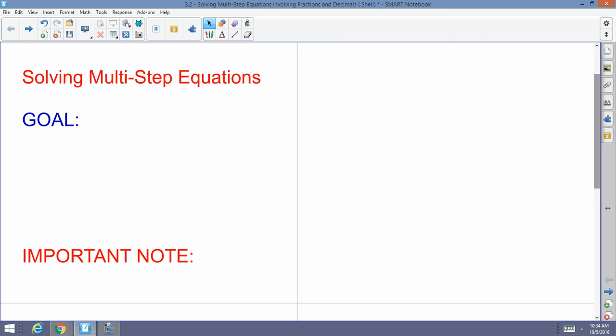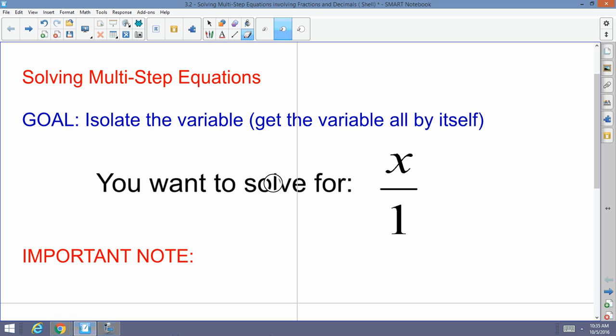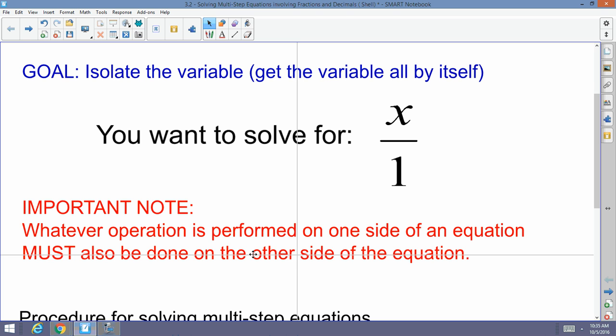First of all, I know I'm a broken record, but I want to make sure you guys understand this. What is the goal to solving any equation? Isolate the variable. Very good. And what does that mean? What do I want to solve for? I want to solve for x over 1. Excellent. And what's the important note to always remember? Whatever operation is performed on one side of the equation must also be done on the other side of the equation.